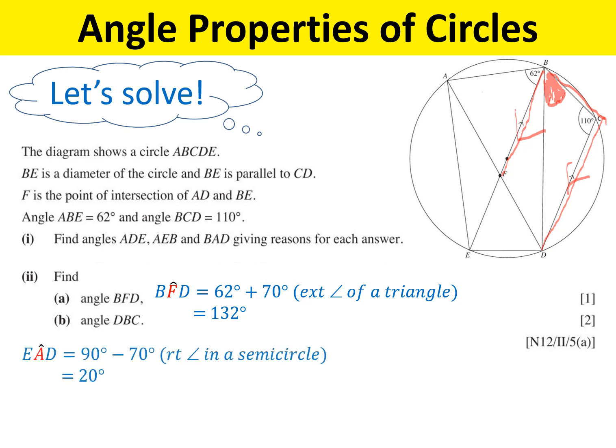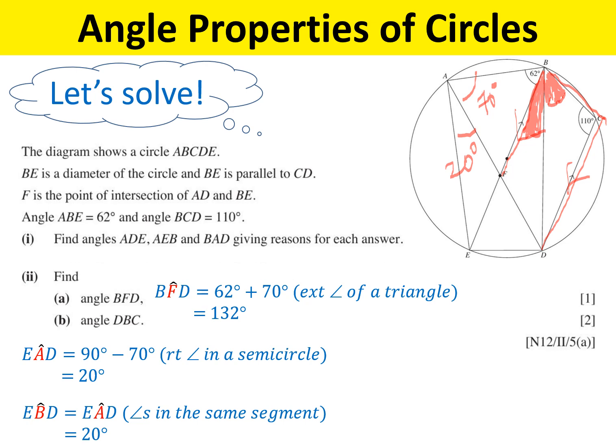By doing this, I am able to find angle EAD, which is this one here. This is equal to 20 degrees, because I know that this angle A here is 70 degrees, and the whole angle BAE is 90, which we found earlier. So 90 minus 70 gives me 20 degrees. If this is 20 degrees, I also know that this shaded angle here is also equal to 20 degrees, simply angles in the same segment.